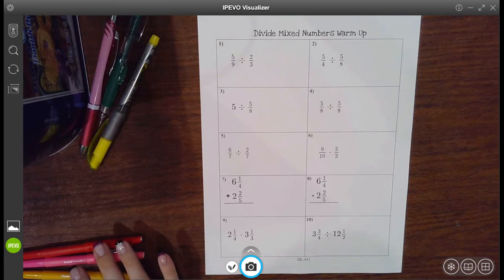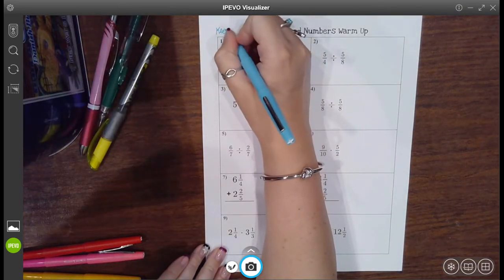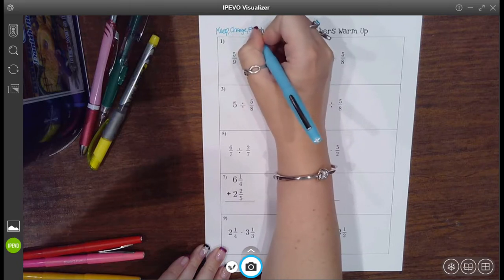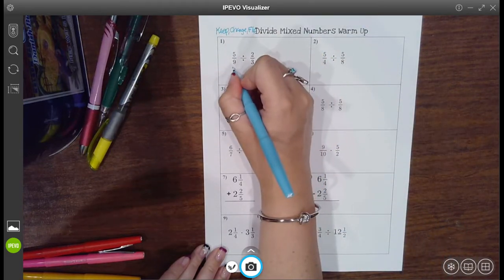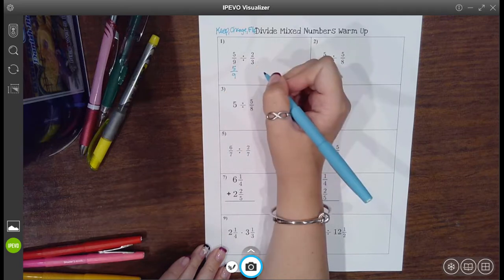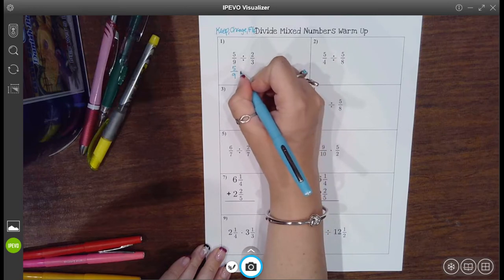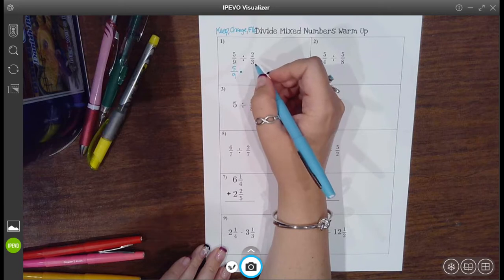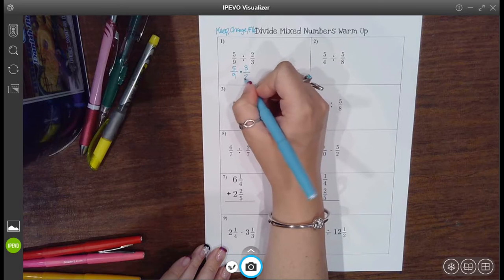Okay, for the first one, number 1, whenever you're dividing, you always want to remember keep, change, flip. Keep, change, flip means I'm going to keep that first fraction the same. I'm going to change division to multiplication. And I'm going to flip this second fraction. So instead of being 2 over 3, it's now 3 over 2.